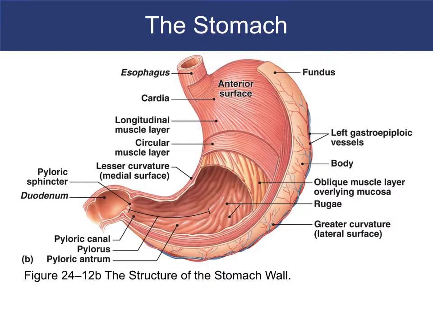The stomach has 3 layers of muscle as opposed to every other part of the intestine, which really just has 2. It has an oblique muscle layer. So it has a circular layer, which goes around. It has a longitudinal layer, which runs lengthwise. And the one extra layer that the stomach has is called the oblique layer, which runs at an angle.